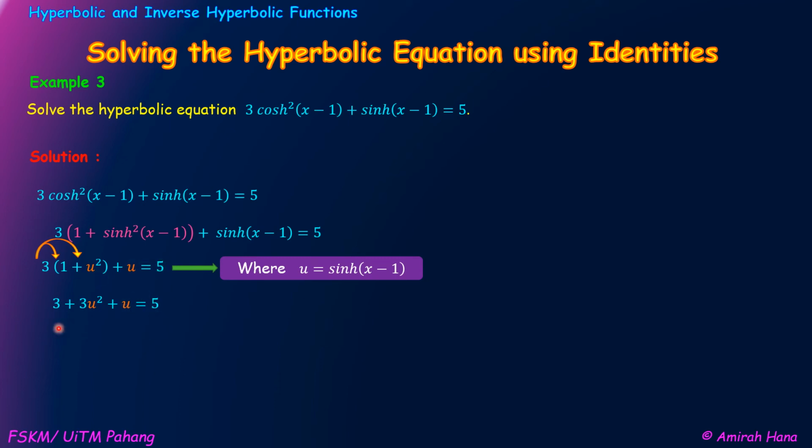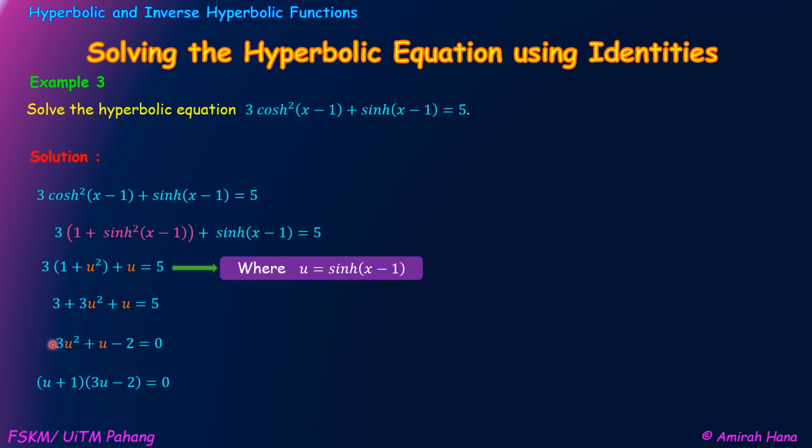This is a quadratic equation. And again, to solve a quadratic equation, we need to rearrange. The first term should be the term containing u squared. The second term should be the term containing u. The third term should be a constant and the right hand side should be 0. So after we simplify and rearrange, we get 3u squared plus u minus 2 equals 0. And then from here, we can factorize. So we have (u plus 1)(3u minus 2) equals 0.